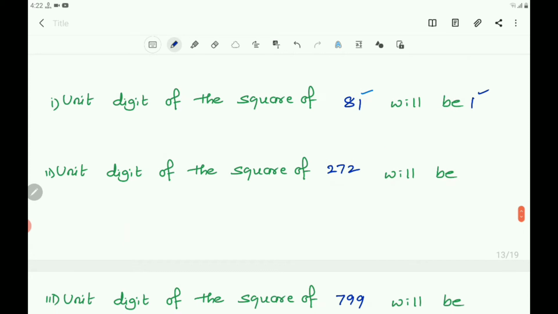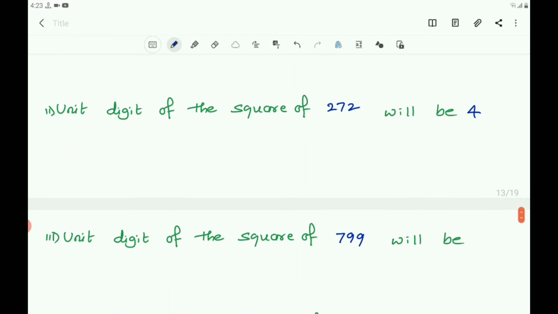Second one, the unit digit of the square of 272. Here, what is the unit digit? You know that 2 is in the unit place, so its square has 4 in the unit place. If the unit digit is 2 or 8, the square of that number has the unit digit 4. Here in 272, 2 is the unit digit, so its square has 4 in the unit place.